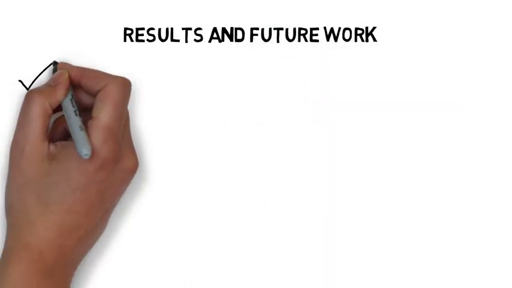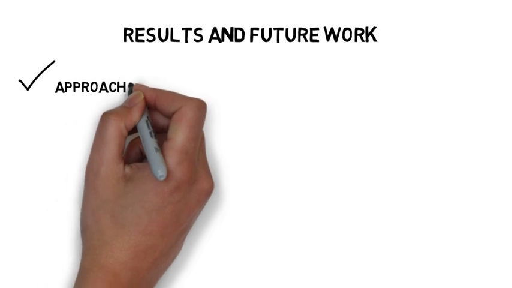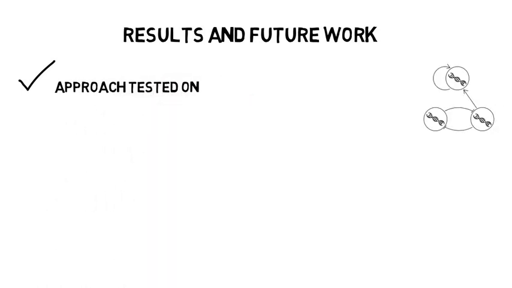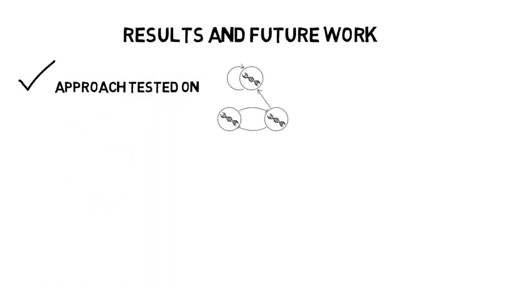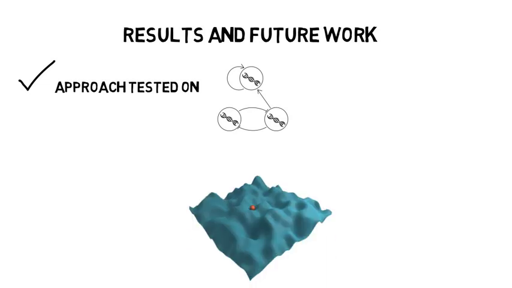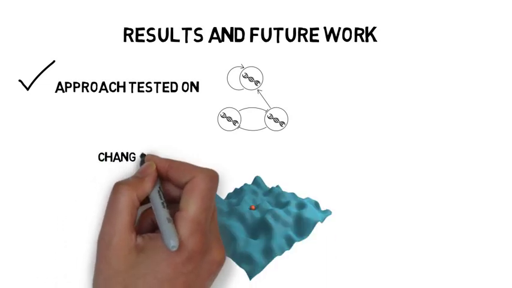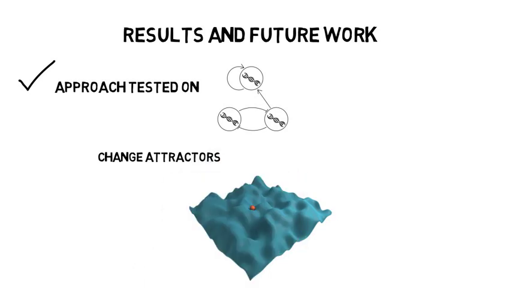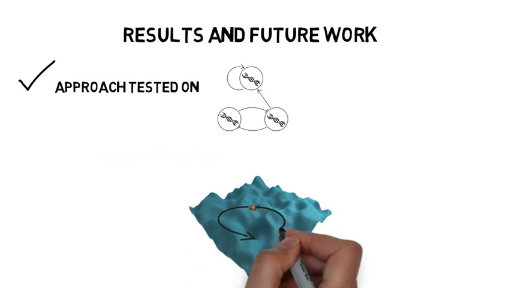Our approach was tested on a gene network with 3 genes and a fixed set of kinetic parameters. We successfully changed the attractors of this network and could also enforce different trajectories to go from one initial state to a desired final state.